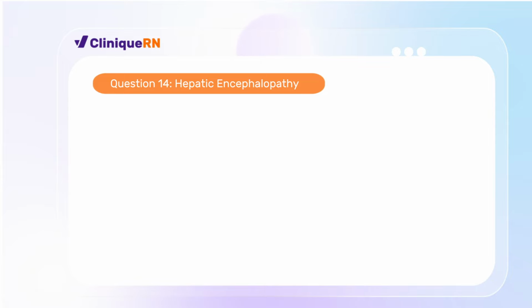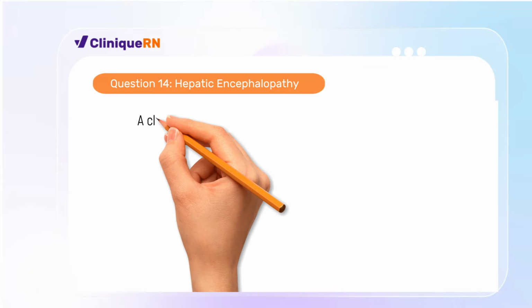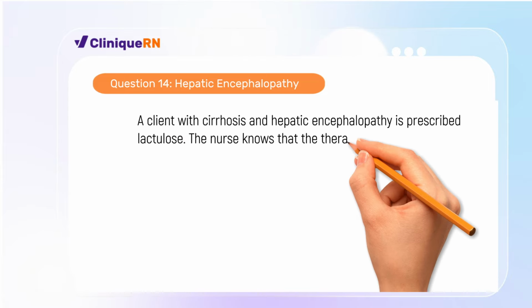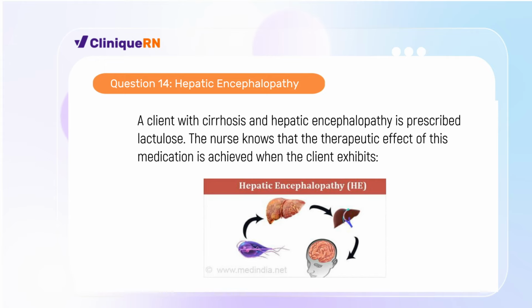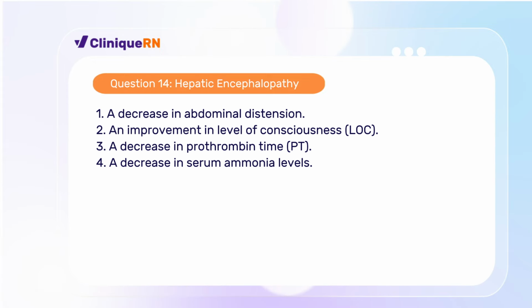Question 14. Hepatic encephalopathy. A client with cirrhosis and hepatic encephalopathy is prescribed lactulose. The nurse knows that the therapeutic effect of this medication is achieved when the client exhibits: 1. A decrease in abdominal distension. 2. An improvement in level of consciousness, LOC. 3. A decrease in prothrombin time, PT. 4. A decrease in serum ammonia levels.